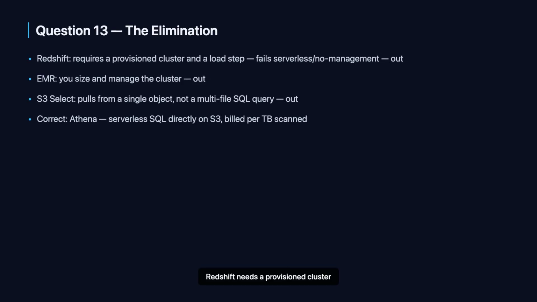Eliminate. Redshift needs a provisioned cluster and a step to load the data first, which fails both serverless and no management, so it's out. EMR means you size and manage a Hadoop cluster, so it's out. S3 Select pulls fields from a single object. It can't run a query across 10 terabytes of many files, so it's out.